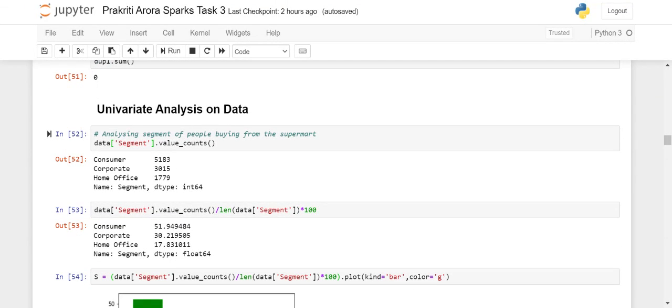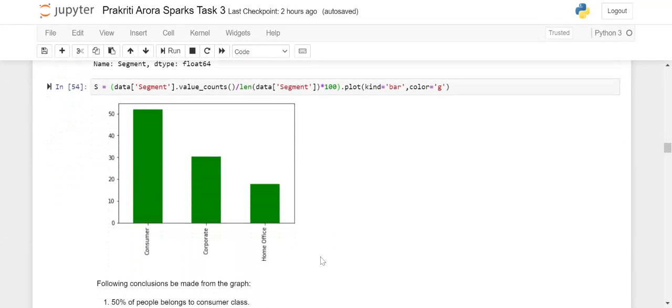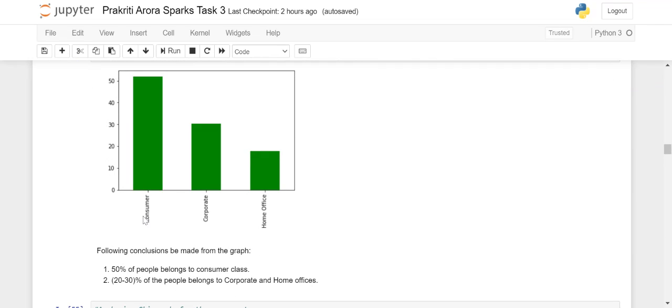The first step would be analyzing the segment of people buying from the supermarket. There are three segments of people: 5182, 3015, and 1779. These are the exact numbers of people from the dataset, and for the percentage, we'll divide by length and multiply by 100. So we'll plot the same on the graph and conclude that almost 50% belong to consumer class, around 30% to corporate and 20% to home office.